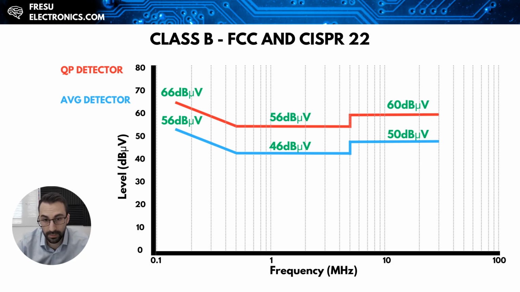For the average limit, which is the light line, the limit goes from 56 dBµV to 46 dBµV, and this is from 150 kHz to 500 kHz. And then from 500 kHz to 5 MHz, the limit is 46 dBµV, to then again increase to 50 dBµV from 5 MHz to 30 MHz.